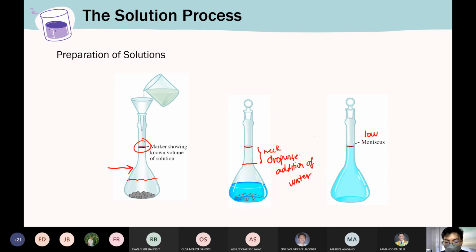So again, in preparing solutions in analytical chemistry, we place them in what's called a volumetric flask. Fill it halfway, dissolve the powder, and then once already dissolved, fill it up to lower meniscus.